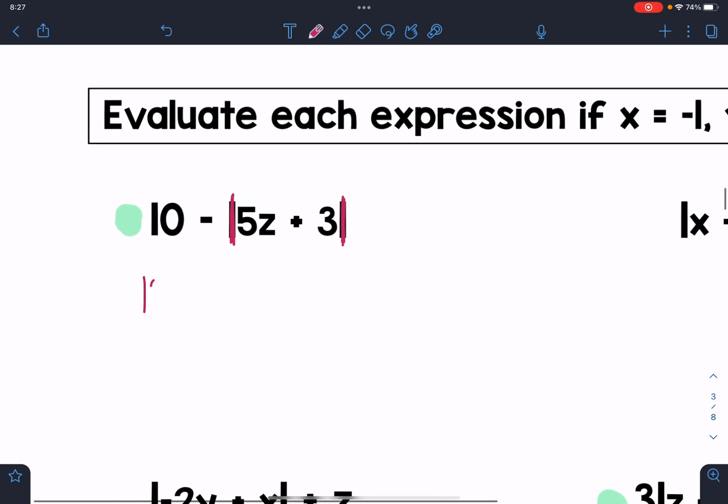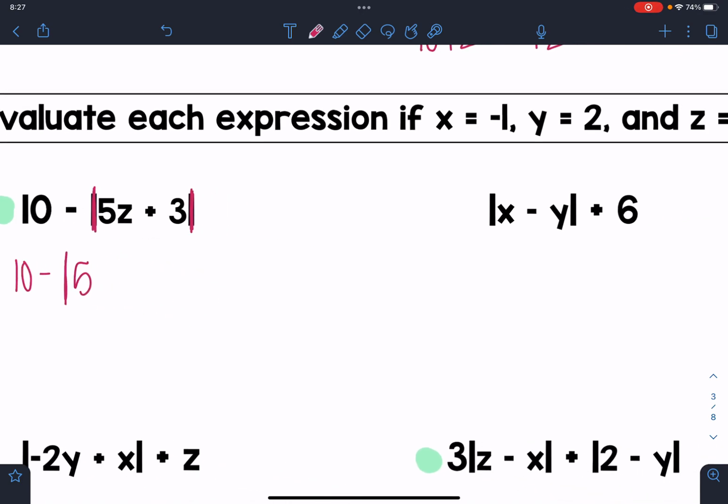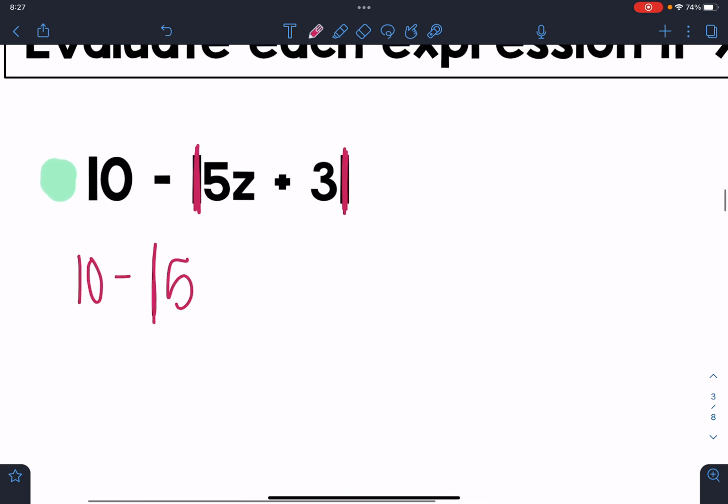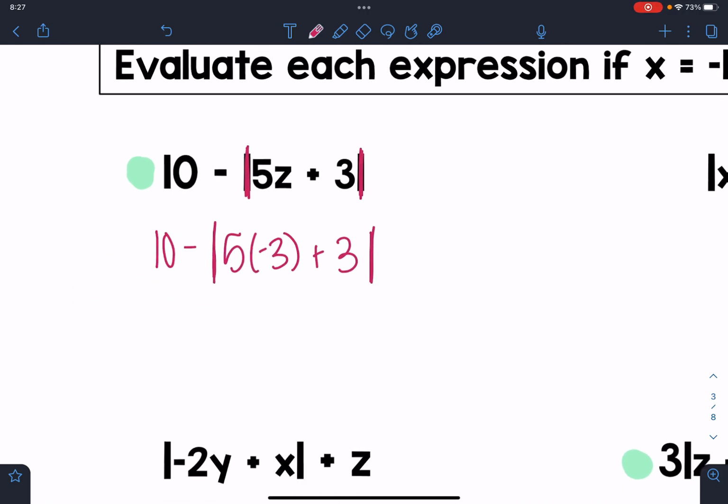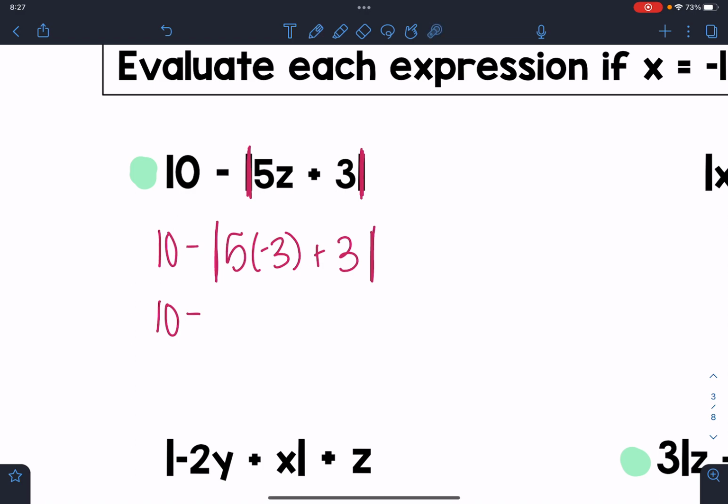Okay, so I have 10 minus absolute value bar 5, and then I'm plugging in z. Z is -3. Remember, we use parentheses here. Plus 3, absolute value bar. So we want to simplify what's in the bars first. Still following PEMDAS, kind of think of that as a group of parentheses. So what is 5 times -3? -15.